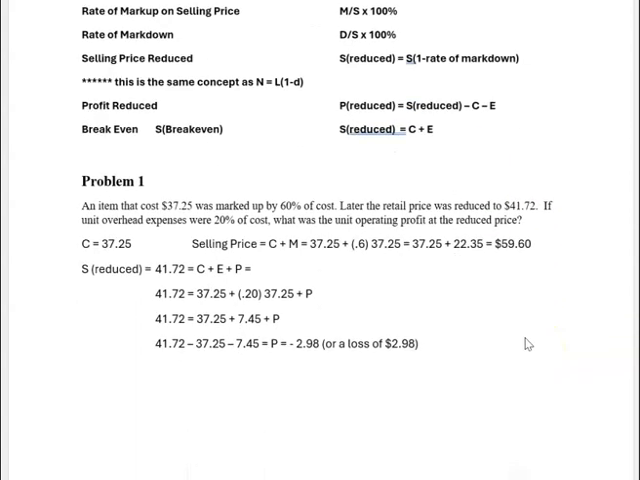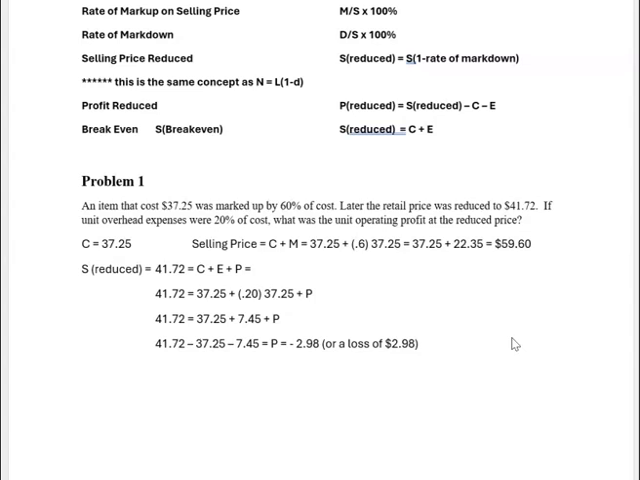So problem number 1, an item costing $37.25 was marked up by 60% of cost. Okay, so we know that C equals $37.25. We know that the selling price equals your cost plus your markup. So $37.25 plus 60% or 0.6 times $37.25, which gives you an additional $22.35. Add that to the $37.25 and it gives you the selling price of $59.60. Okay. Later, the retail price was reduced to $41.72.